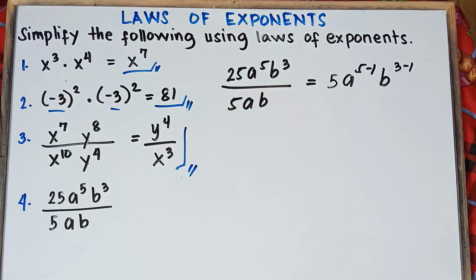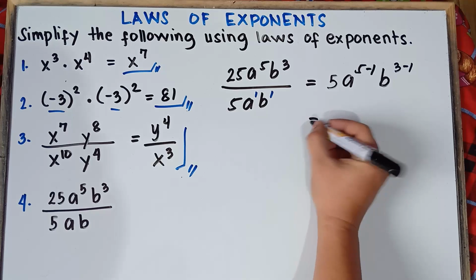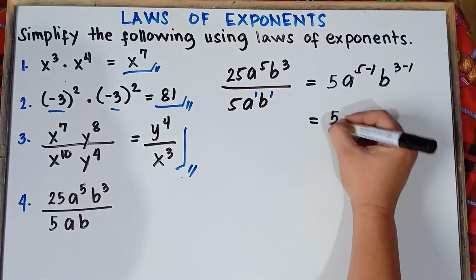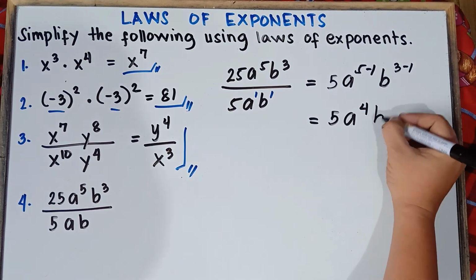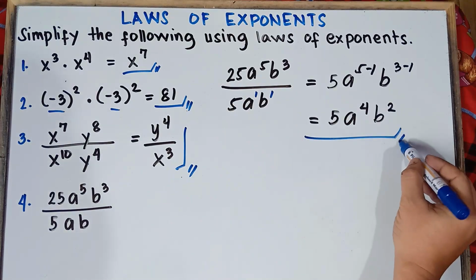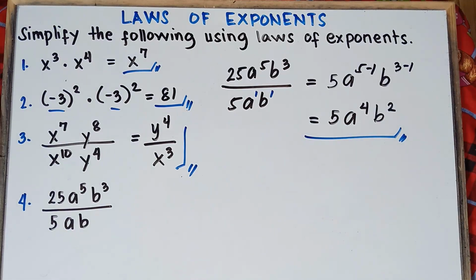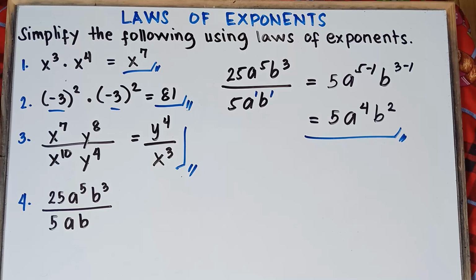Once again, if you didn't see any exponent, understand that there's 1 here. So that's why we have 5 minus 1 and then 3 minus 1. So therefore, our final answer would be 5a raised to the power of 4. 5 minus 1, that's 4. Copy b, then 3 minus 1, that is 2. So 5a raised to the power of 4 and then b squared. That's the answer for example number 4. Alright, so let's proceed now to example number 5 up to 10.